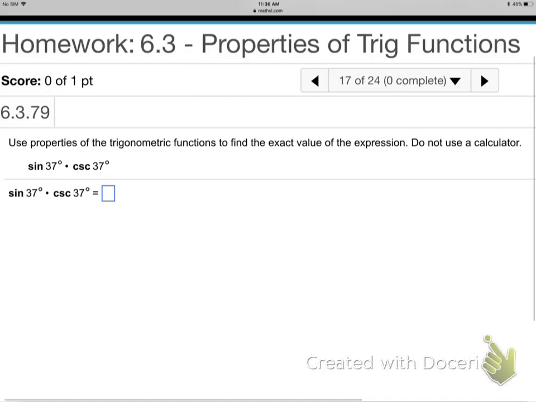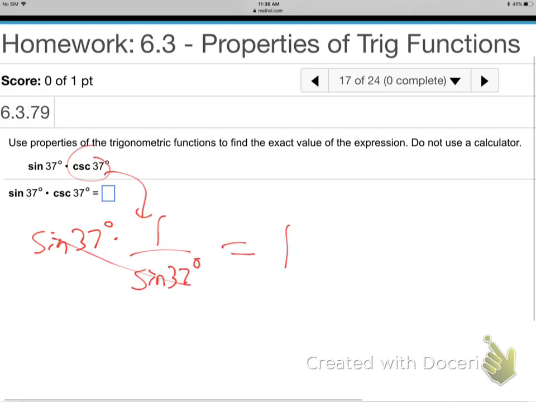Can you tell me the answer? Who's got it? 1. Right? Because they're upside down. I don't know what sine of 37 is, I have no idea, but I don't need to. Cosecant is 1 over sine, isn't it? So whatever it is, they cancel and it's 1. They're just making sure you know that property. Good.